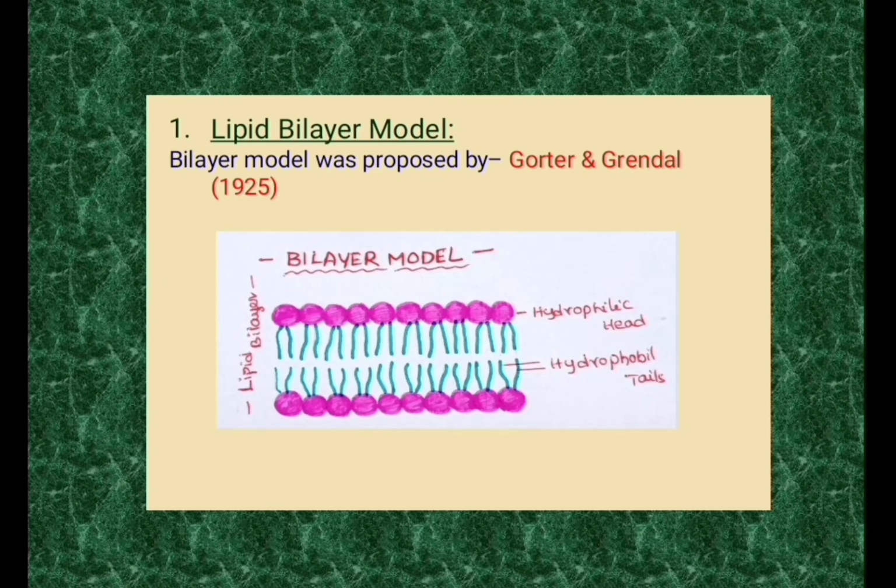Now it is time to discuss different models proposed by different scientists to explain the structure of plasma membrane. Let's see the first model, that is the Lipid Bilayer Model. This bilayer model was proposed by two scientists, Gorter and Grendel. Here you can see the picture. According to them, the plasma membrane contains a lipid bilayer. You can see the two layers of lipid molecules arranged in this model.